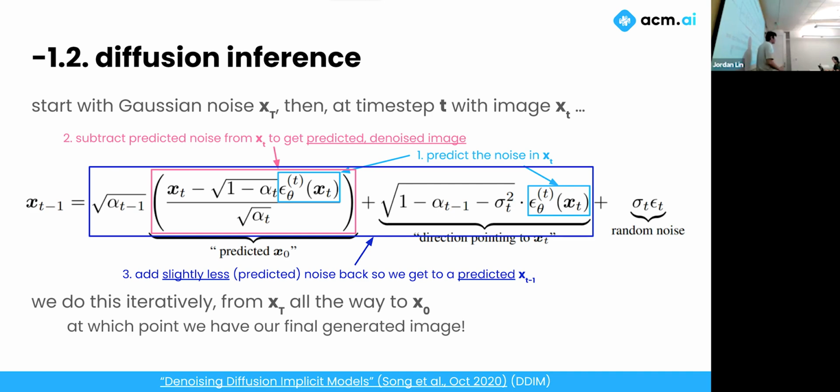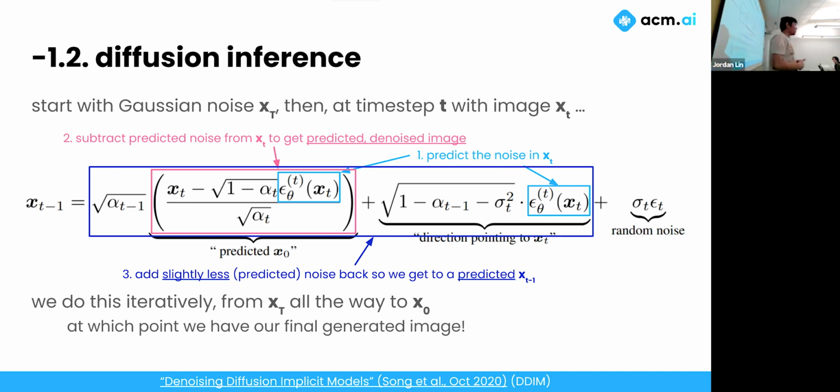So to recap, what's basically happening is we have this image that has some noise in it, and we have this time step. We figure out what noise was added, we subtract it to get a clean version of the image, and we add a similar amount of that noise back, but slightly less, so that we're effectively at x of t minus 1.